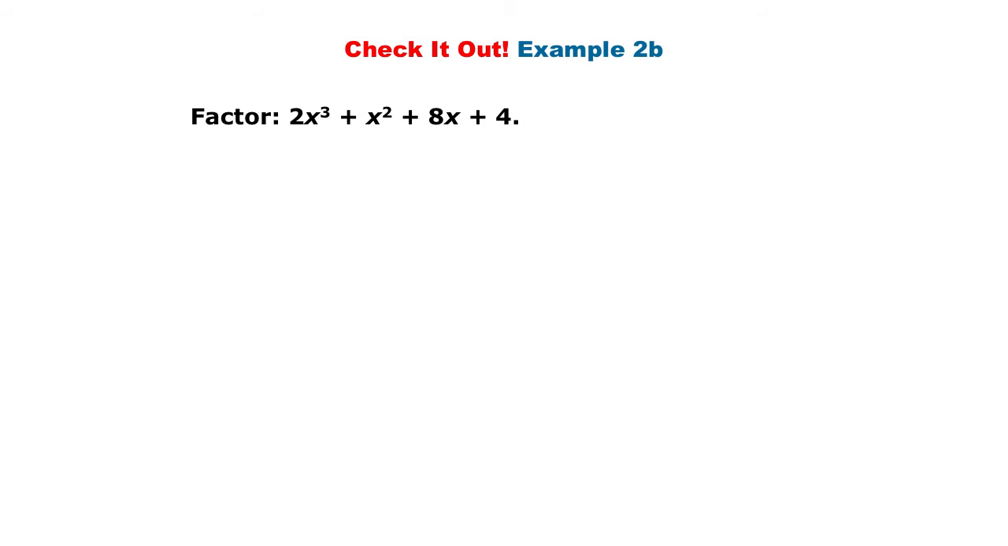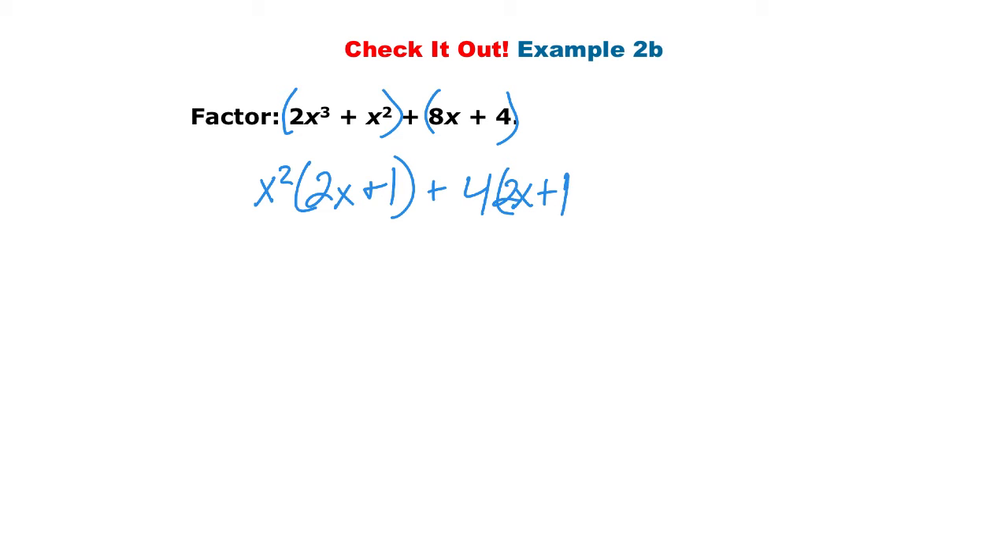Now we're going to do some other methods of factoring. The first one we're going to do is factor by grouping. I'm looking at this polynomial and I'm seeing that there are common factors in each half of the polynomial. In this first half, a common factor is x squared. If I factor that out, I would have 2x plus 1. And then in the second half, I see that 4 is a common factor, and when I factor that out, I end up with 2x plus 1.